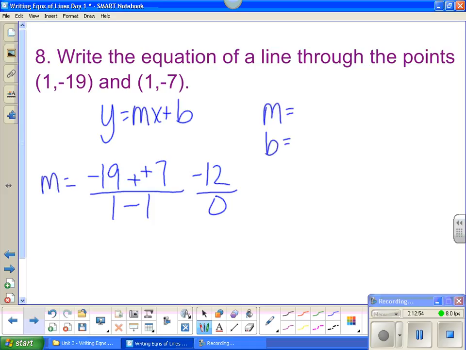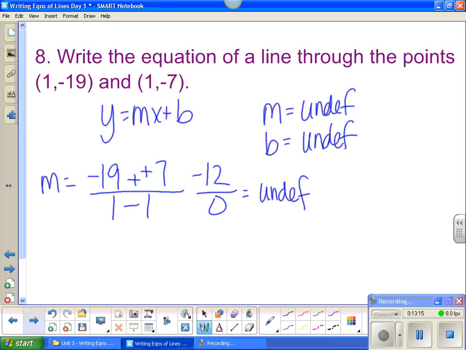Which one is that? Is that the 0 or is that the undefined? And if you forget, remember your calculator will tell you. If you type it in, it'll either tell you that it's 0 or it'll give you an error. Either way, this one is the undefined. 0 on the bottom is undefined. Well, if my slope is undefined, then my y-intercept is also undefined. Remember, those always go hand in hand.